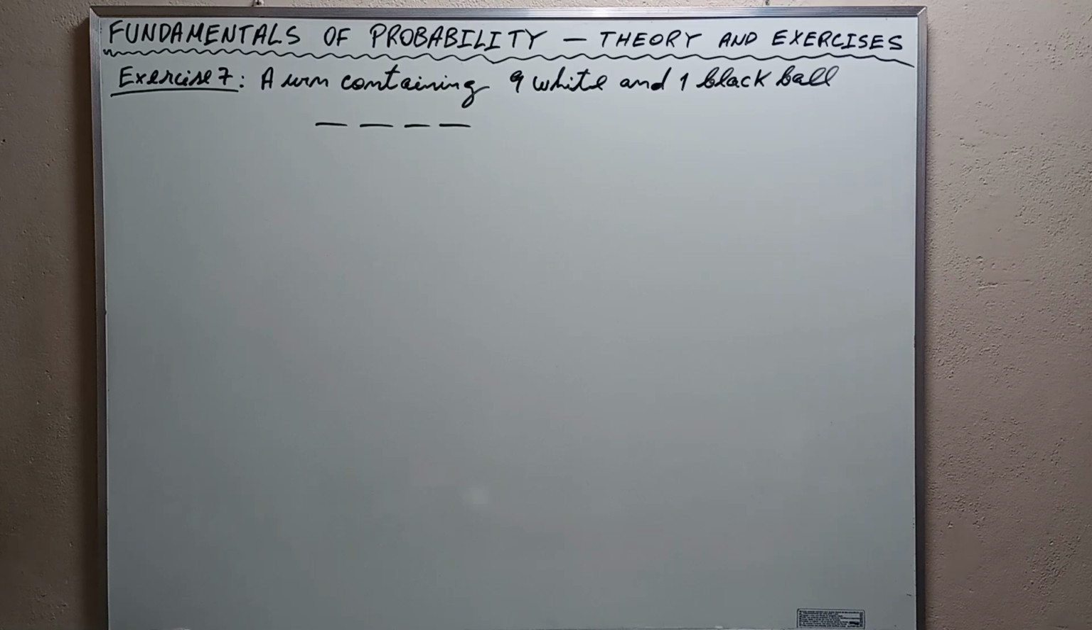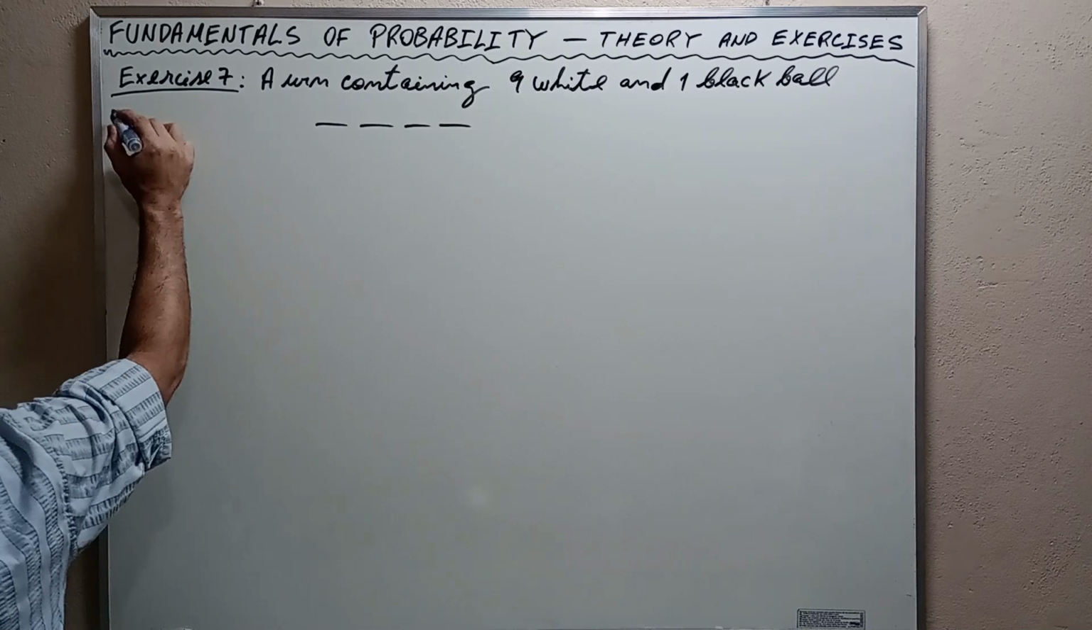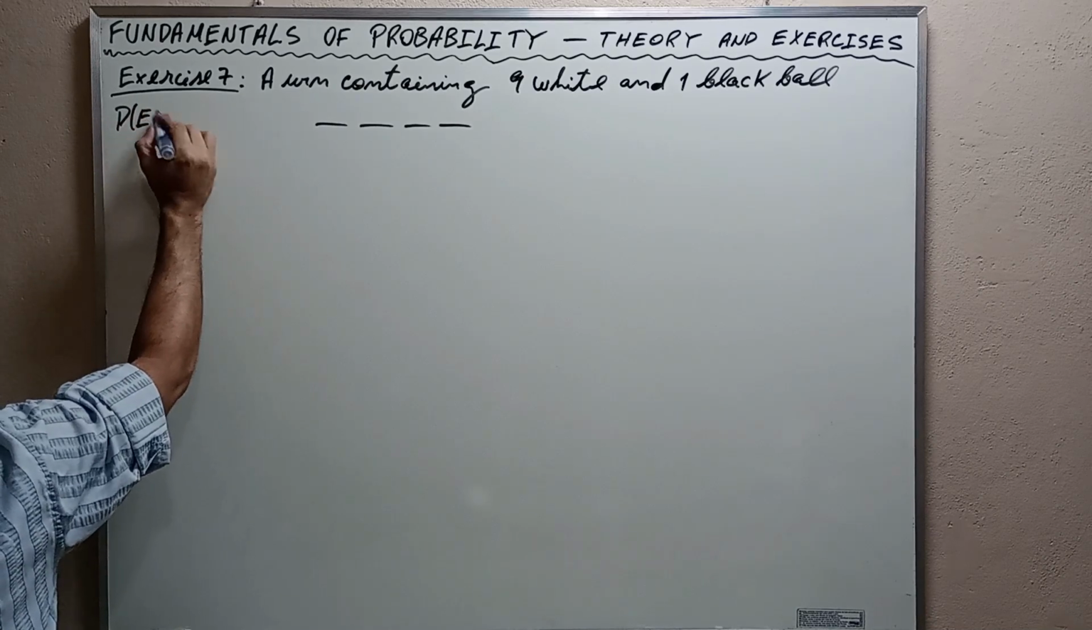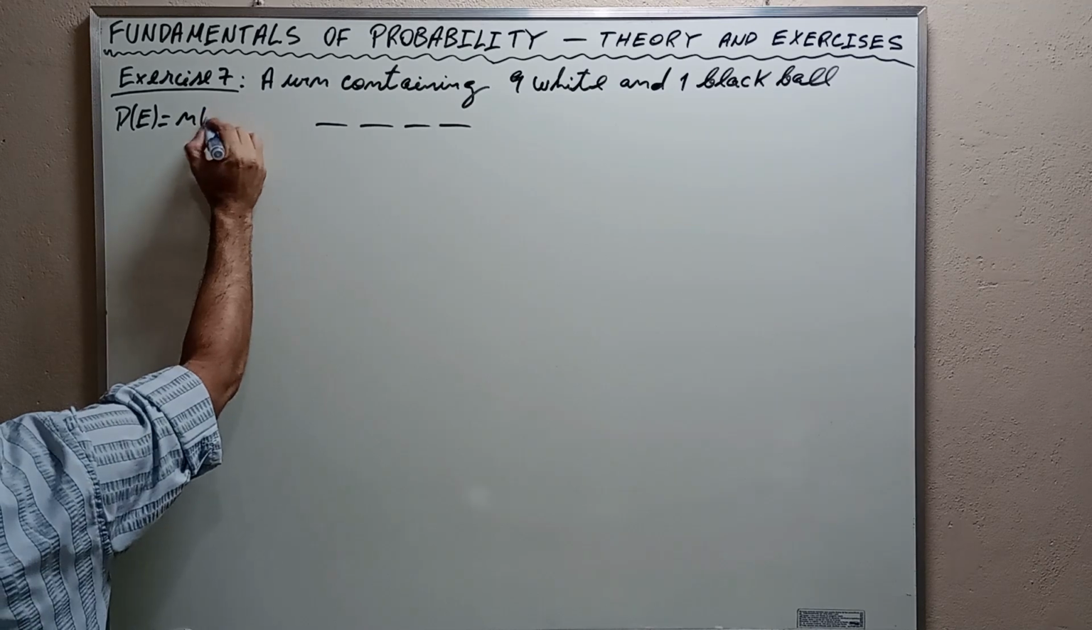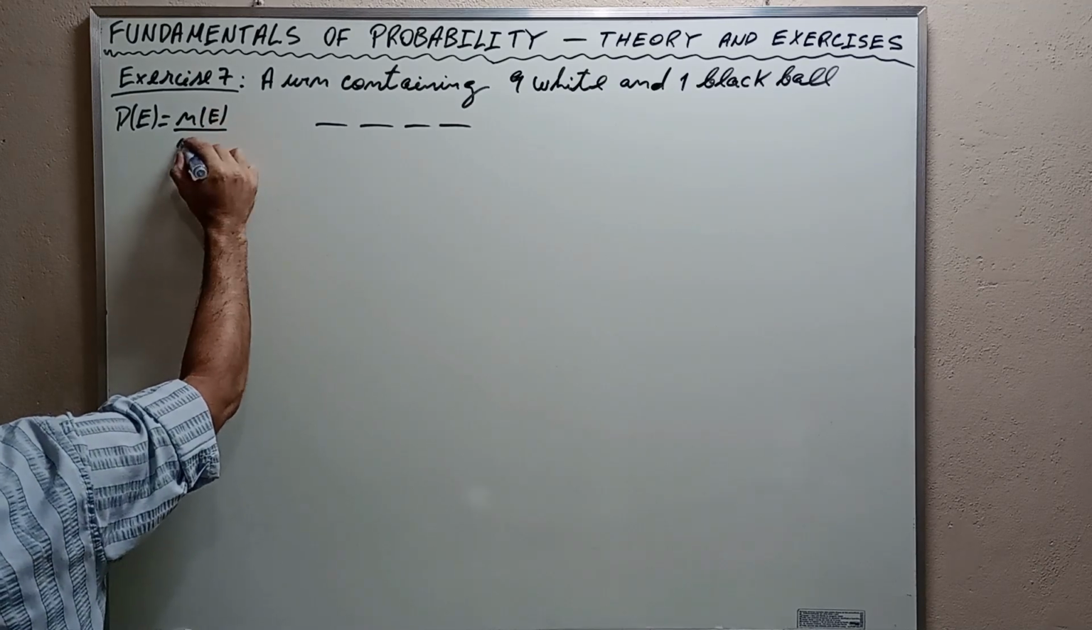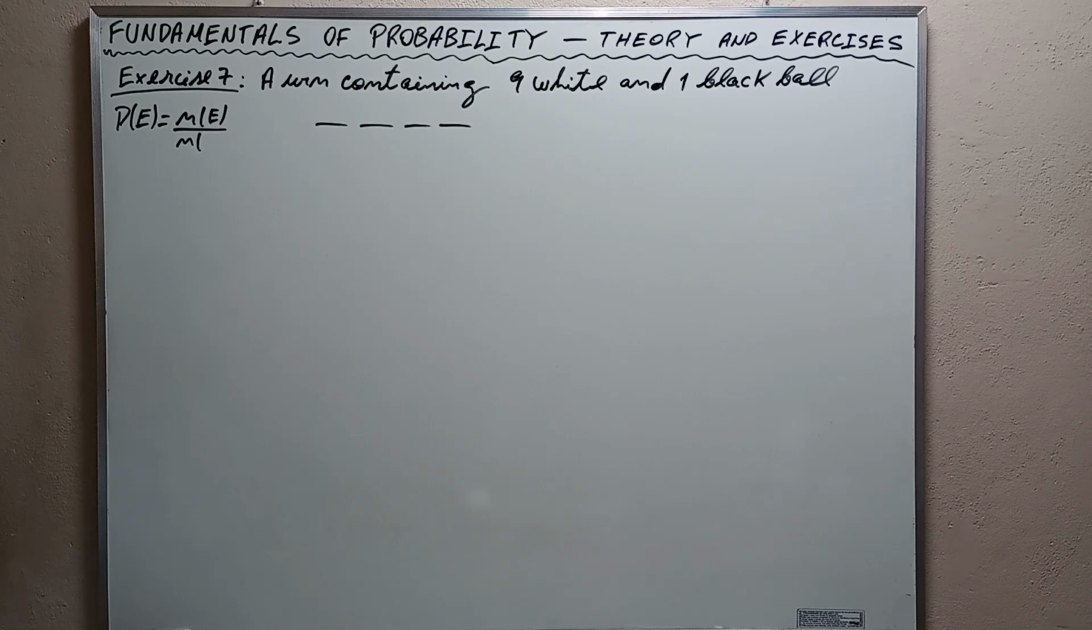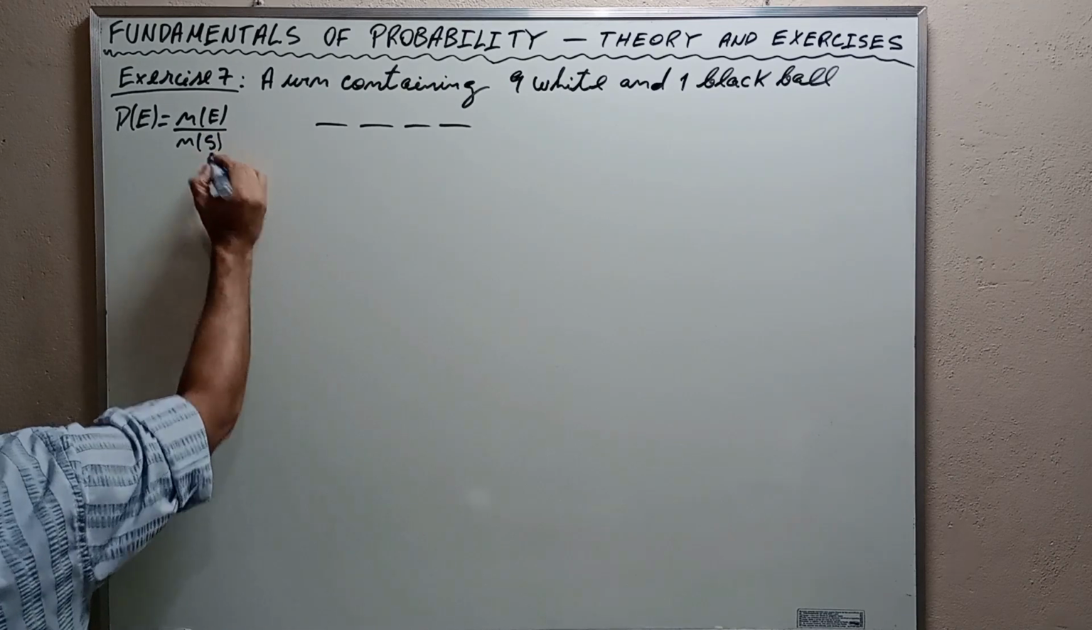Okay, my friends, and firstly, as we did in exercise 6, in exercise 7, we are going to understand our sample space. Remember that the probability of the event of interest is equal to the number of possibilities of the event divided by the number of possibilities of the sample space. Okay?